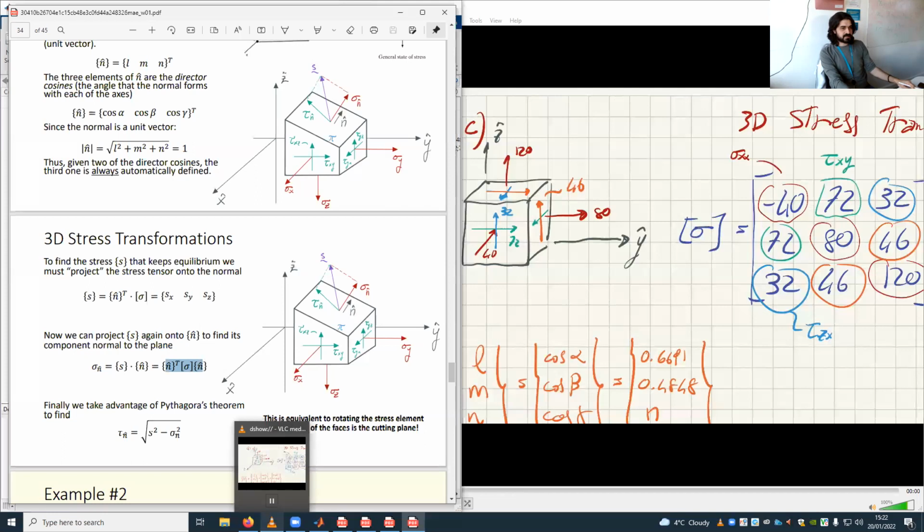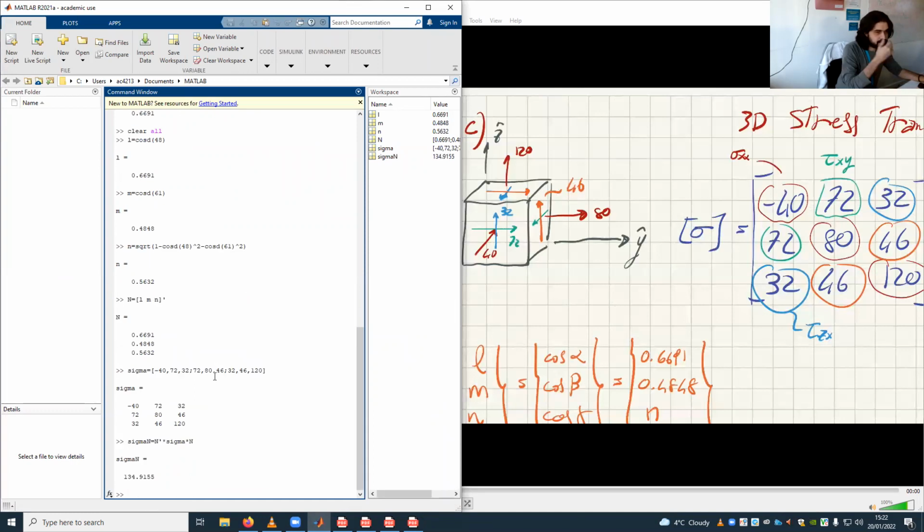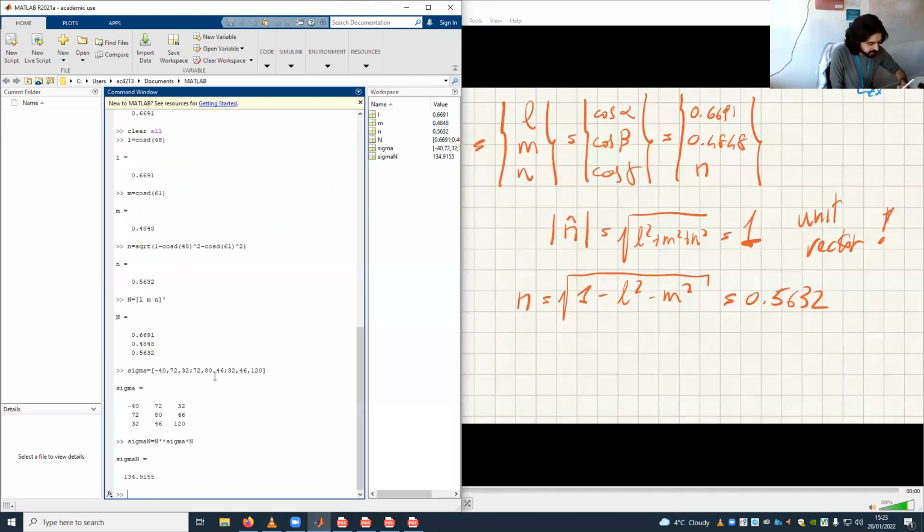And you can find this by doing n times n times sigma times n times n. And this is sigma n. 134.92. Okay, so let me write it down here.